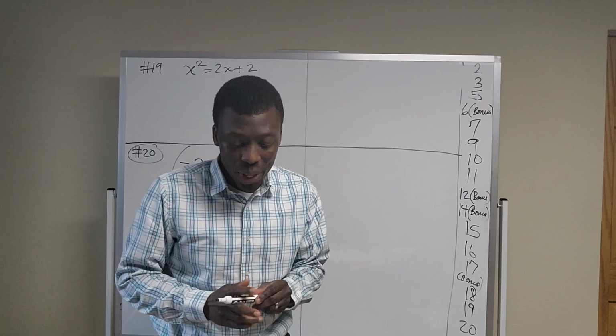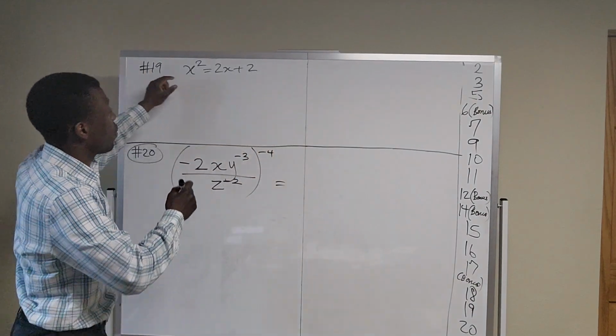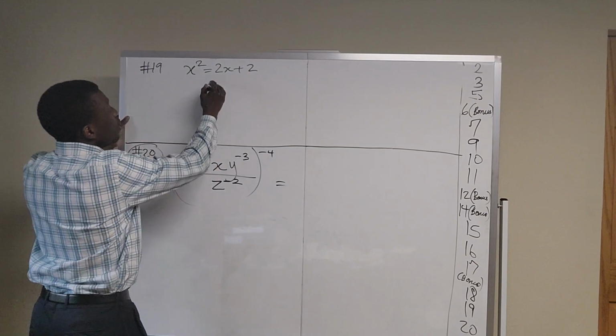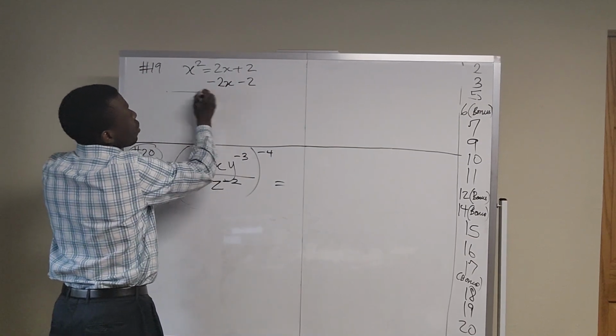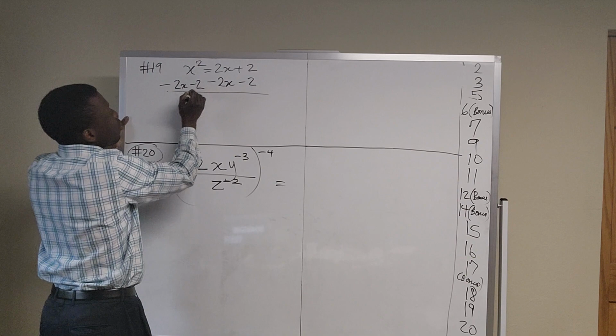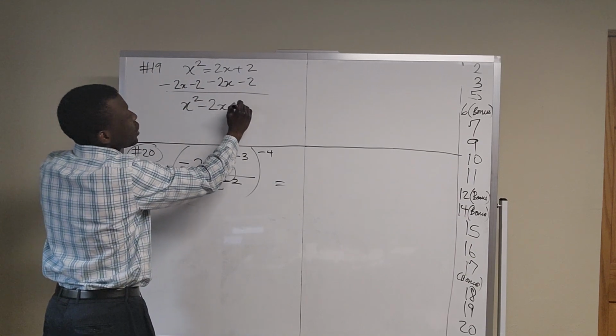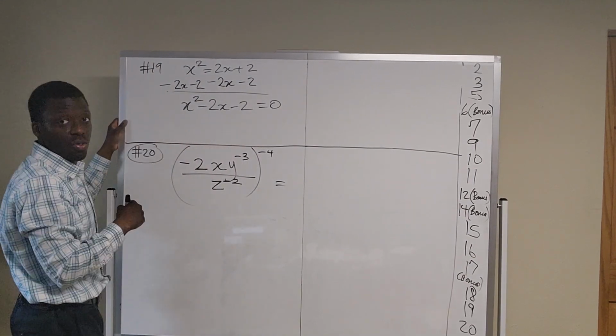So in these questions, we're basically looking at the first one here, where you have x squared is equal to 2x plus 2. You have to subtract both values from both sides. Why are we subtracting both values? Because we need it to equal 0 in order to use the quadratic formula.